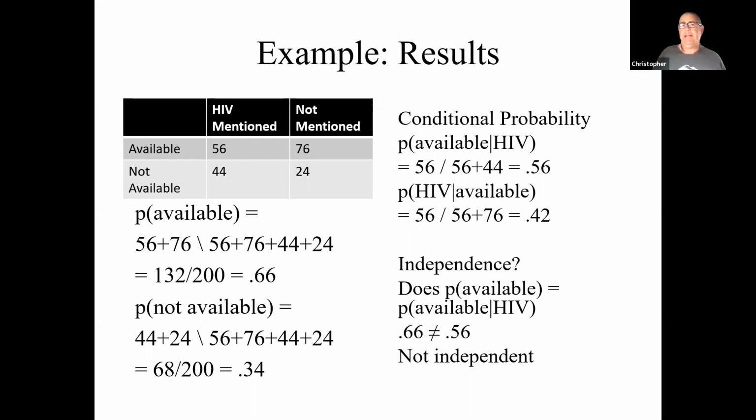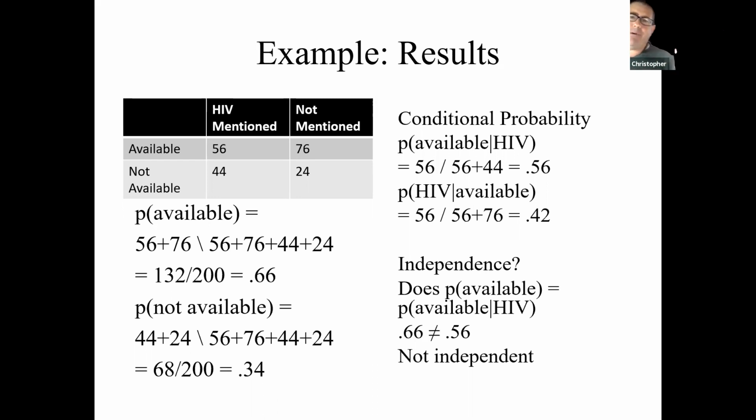Conditional probability. Conditional probability is, I think, the concept that trips people up the most. The probability that something is available given that somebody has HIV. What that means is just look at the people who had HIV. Assuming that they had HIV, what was the probability that the apartment was available? That there is 56 over the 100 people, or the 100 mentions of HIV, so 0.56.